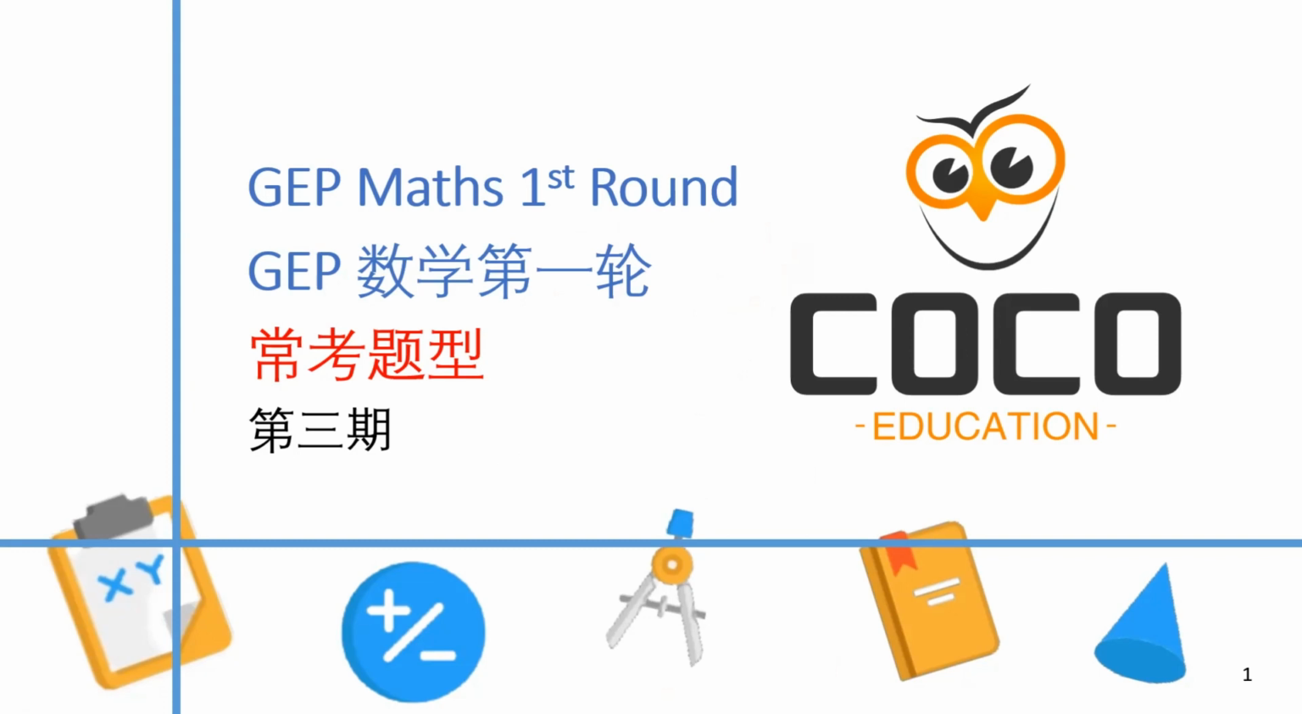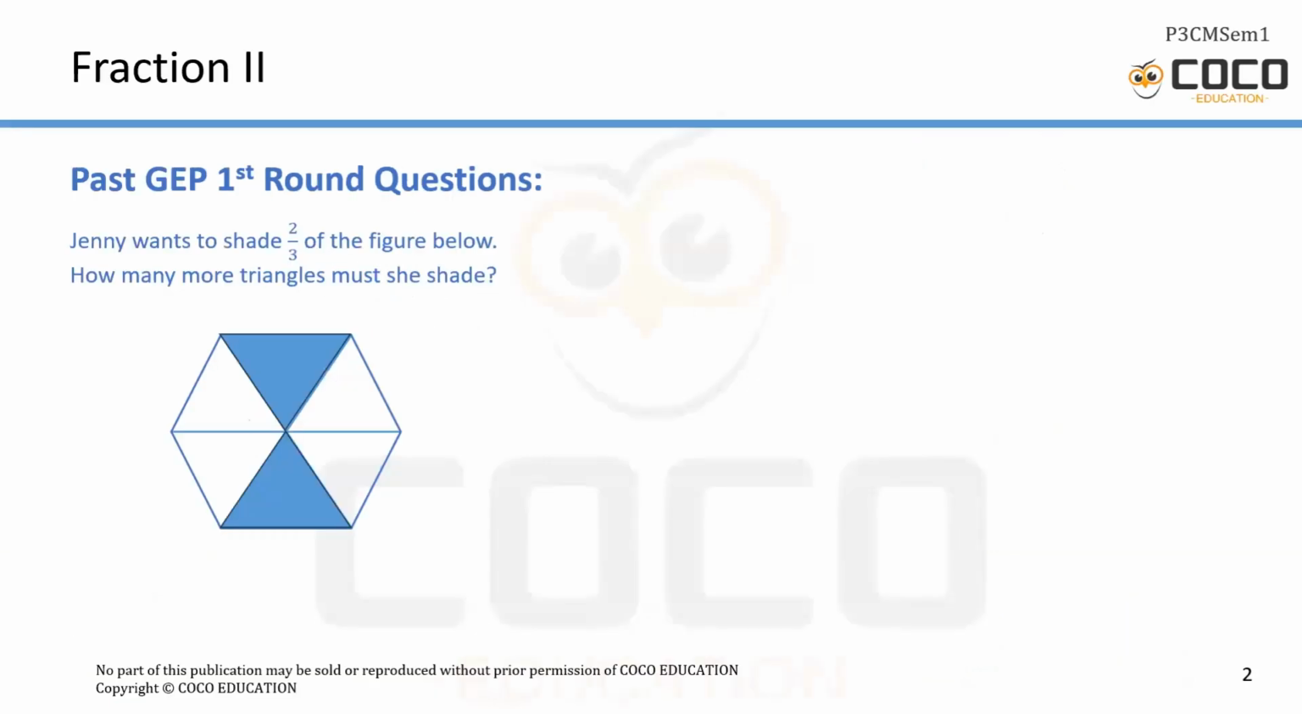Okay, for the last video, we learned about equivalent fractions, and following the shaded parts, we can write down the fraction. So in today's video, it will be the opposite. They will give you the fraction of the figure, which part is shaded, and they ask you about the shapes, like how many more triangles must be shaded.